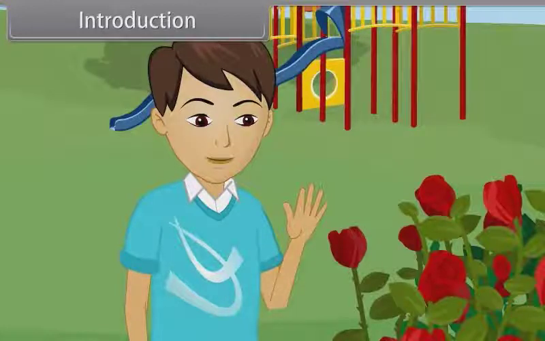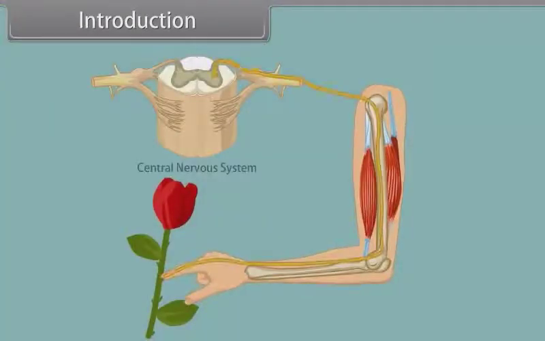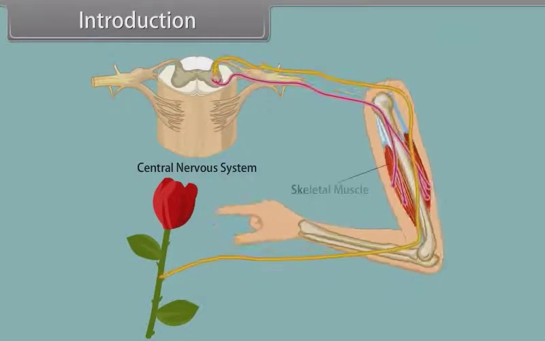What happened to him? Let's see more closely. When he touches the stem of the flower, the thorn on it pinches him and sensors detect stimuli present below the skin, and this stimuli passes to central nervous system, and in response, the skeletal muscles contract and he withdraws his hand. So, throughout this module, we learn neural control and coordination.